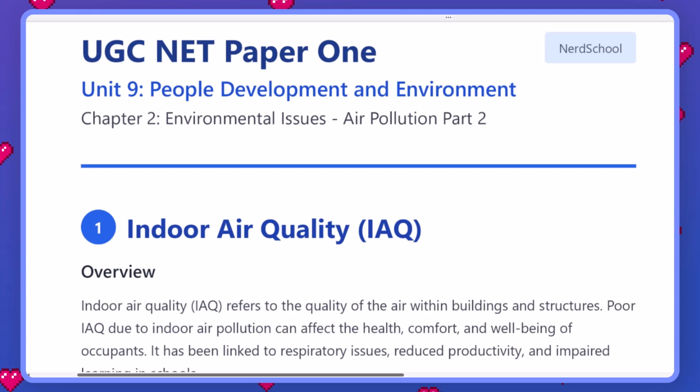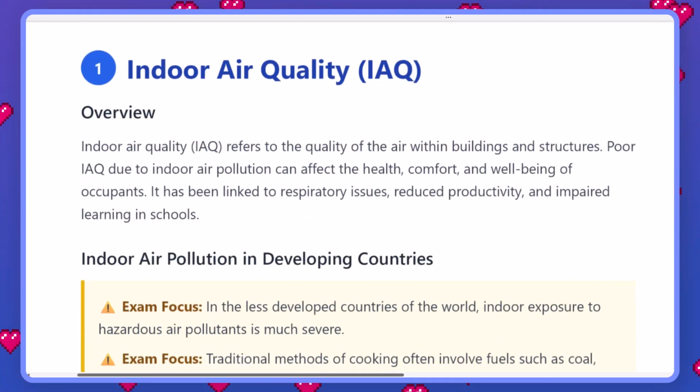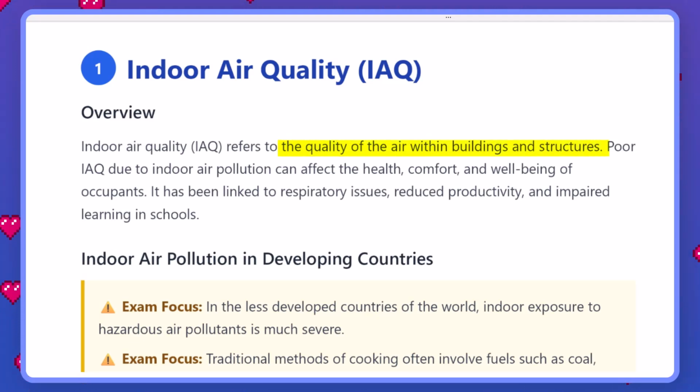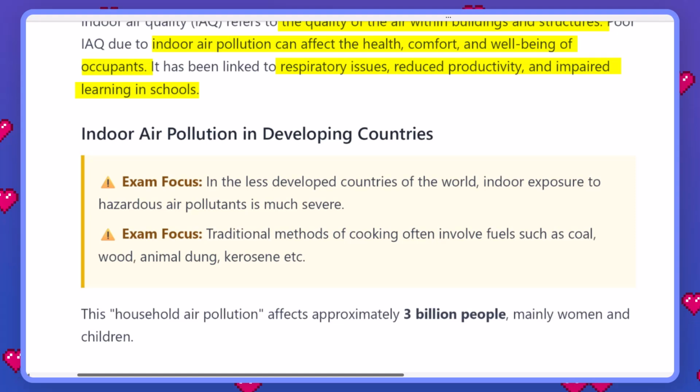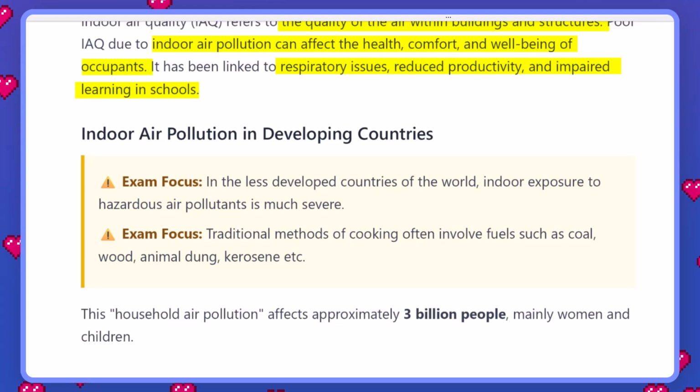Let us now shift our focus indoors and understand a very important concept known as indoor air quality, commonly referred to as IAQ. Indoor air quality describes the condition of air inside buildings and enclosed structures where people live, work, or study. Poor indoor air quality caused by indoor air pollution directly affects the health, comfort, and overall well-being of occupants. Research has consistently linked poor IAQ to respiratory problems, reduced productivity at workplaces, and impaired learning outcomes in schools. This makes IAQ not just an environmental issue, but also a public health and educational concern.